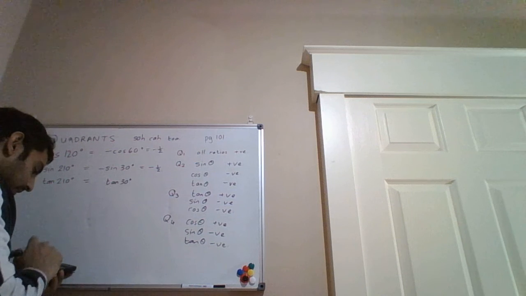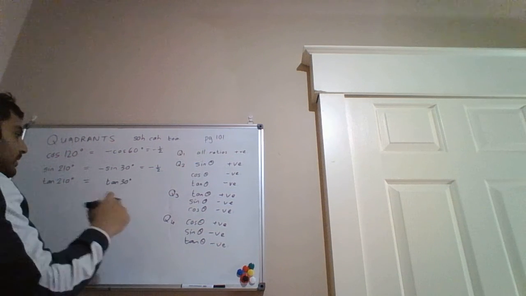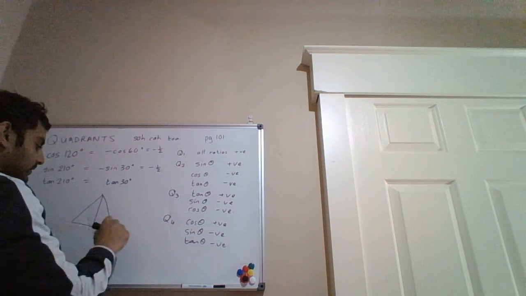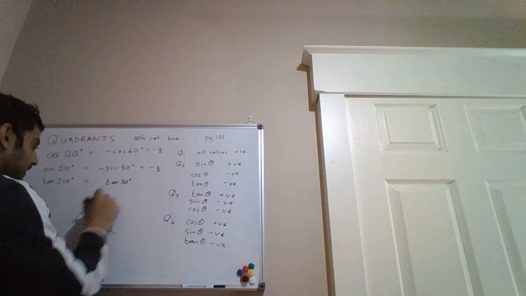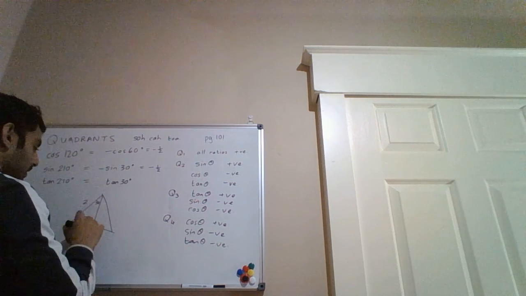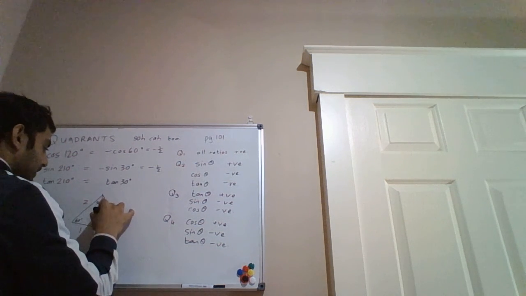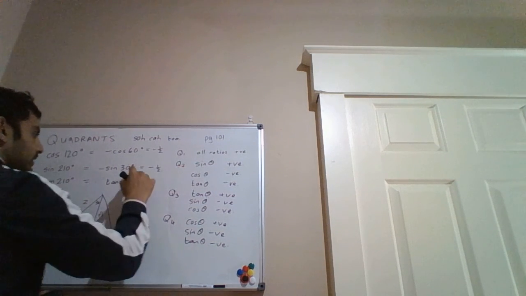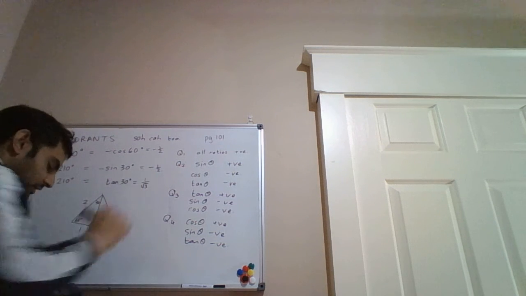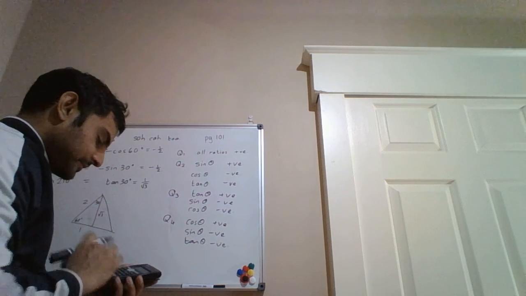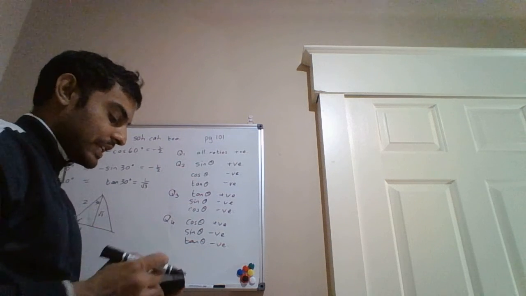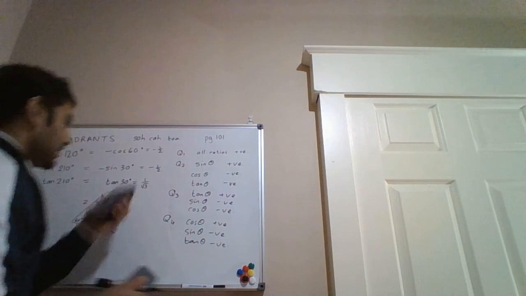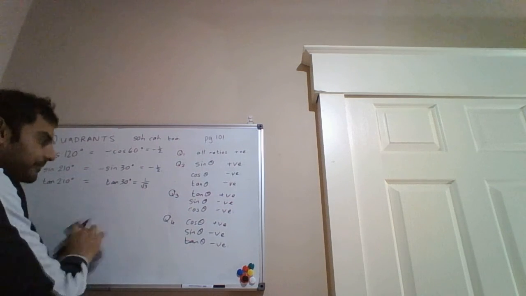And for the last ratio, tan of 30, let's check with our special angles. We've got 60, 30, 2, 1, root 3. So tan of 30 is 1 over root 3. Your calculator will give you that in decimal points as 0.57735. So I'm just leaving it as a fraction.